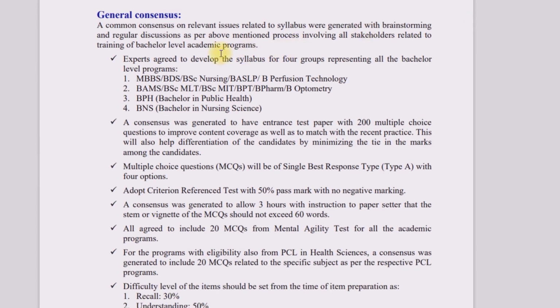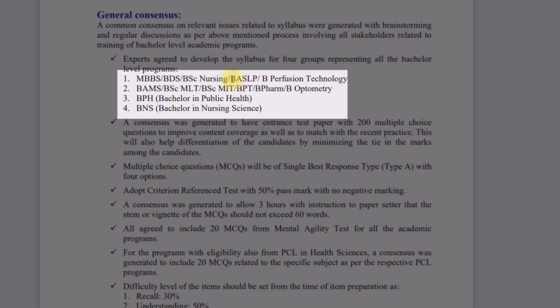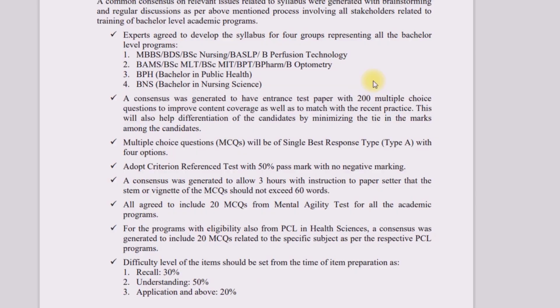So basically the bachelor level programs are broadly categorized into 4 different types: MBBS, BDS, BSc Nursing, and B Perfusion. All this falls into one category. BAMS, BMSc, MLT, B Optometry fall into the second category. Third is for Bachelor in Public Health, and the fourth one is for Bachelor in Nursing Sciences. So yes, consensus means an agreement, and this was generated with various groups of people. They sat down and discussed formulating this syllabus.